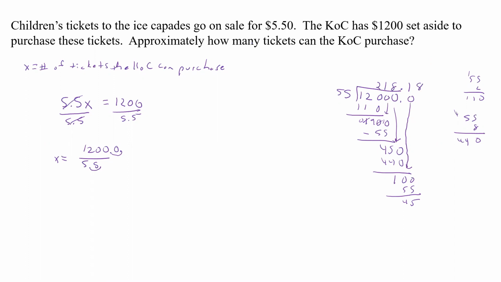So how many tickets can be bought? Well, we can't buy more than that, because more than that we don't have money for, because we can only get 0.18 more. And so then X is going to be approximately 218 tickets. Okay, so that's all they can purchase for $1,200. If they had a little more than $1,200, enough to get one more ticket, then that would be fine. But we've only got enough for exactly 218, and then 0.18 more. But we don't actually have that much money, so that's how many tickets we would actually purchase.